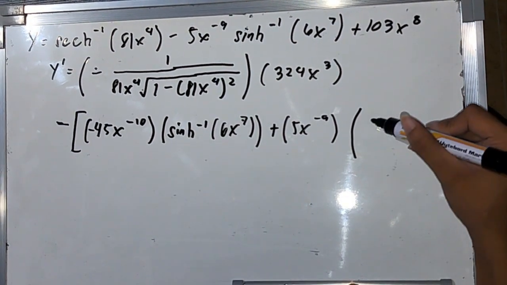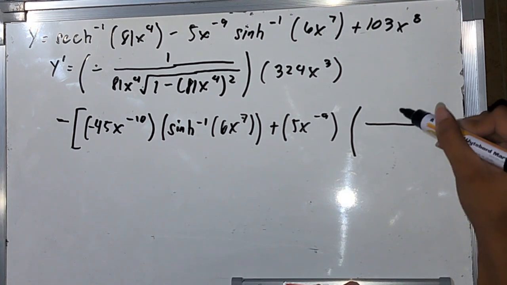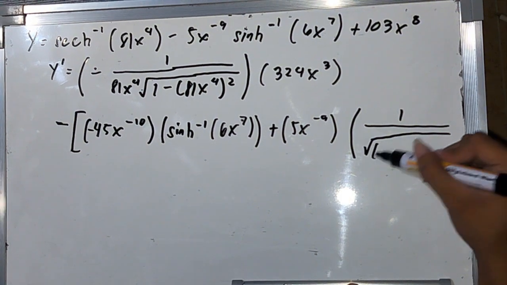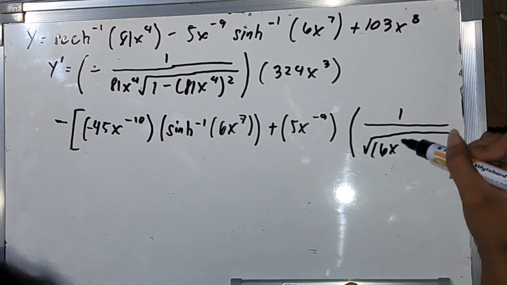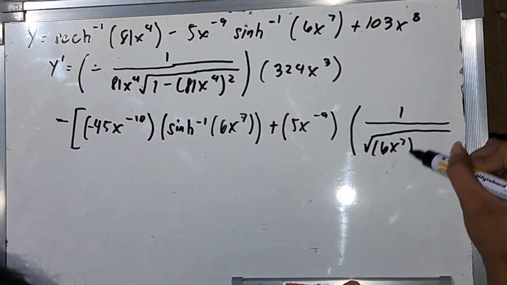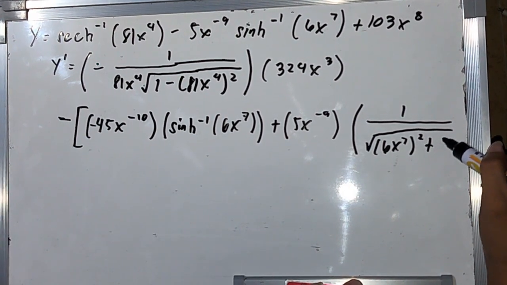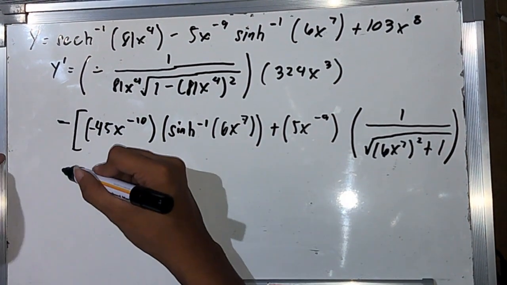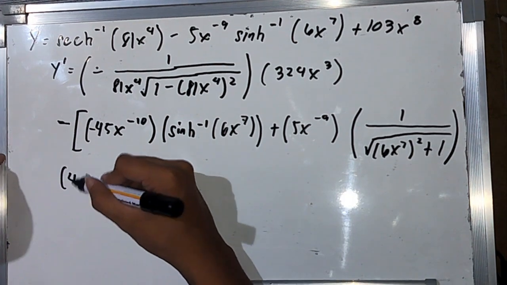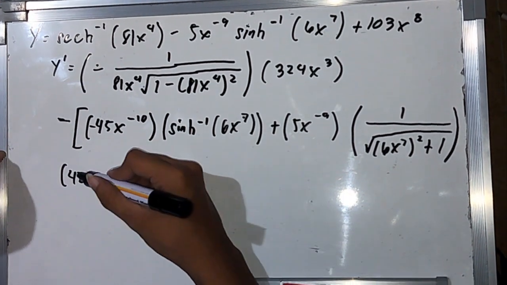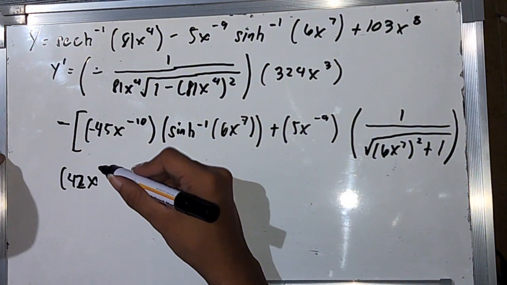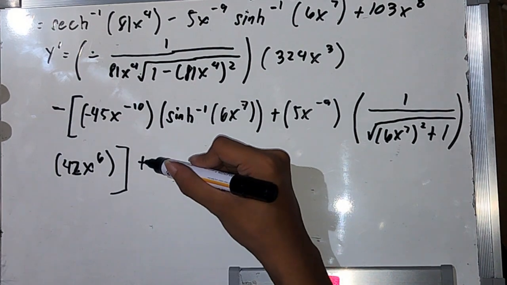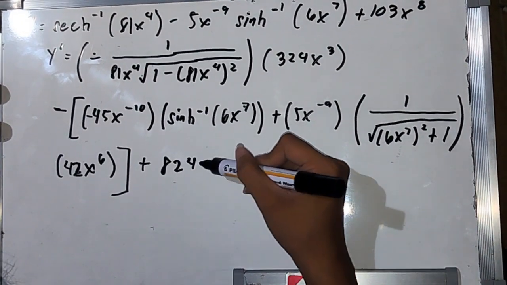Times 1 over the square root of (6x to the power of 7) squared plus 1, times 42x to the power of 6 plus 824x to the power of 7.